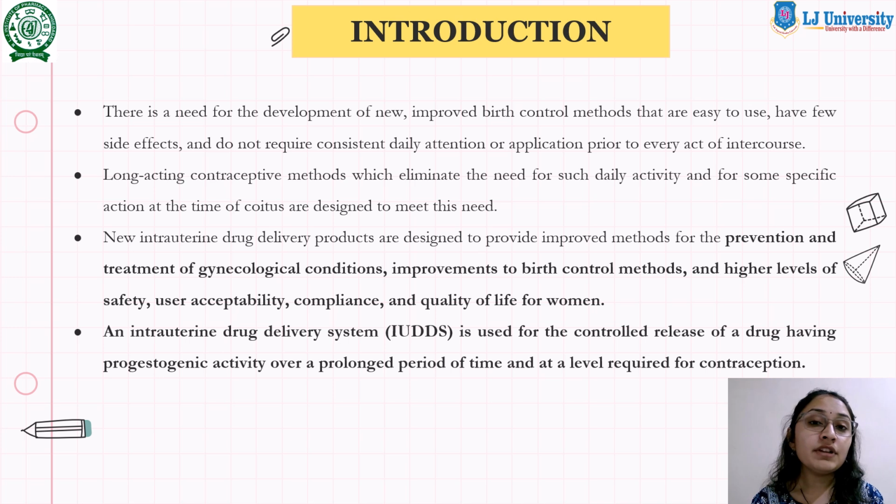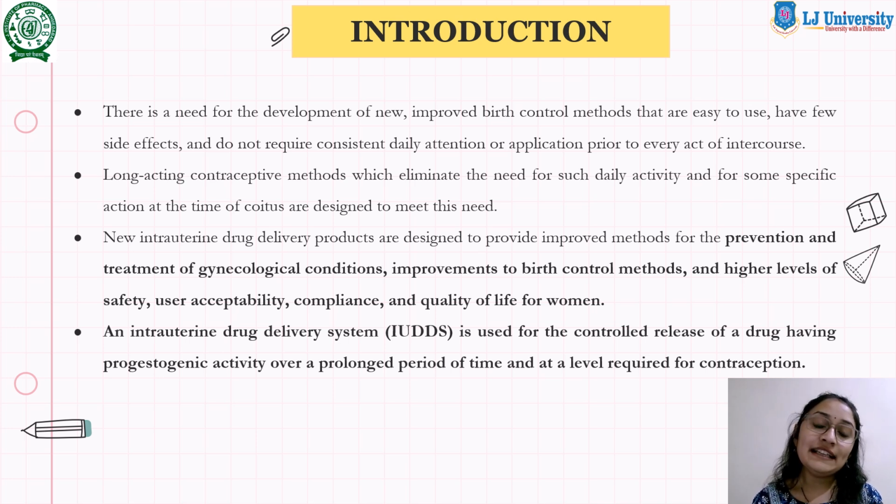Now, talking about intrauterine drug delivery system, which means we have to target drugs into the uterus, we can say that this type of drug delivery system is mainly used for family planning, which means this type of drug delivery system or intrauterine devices is one of the methods of contraception.